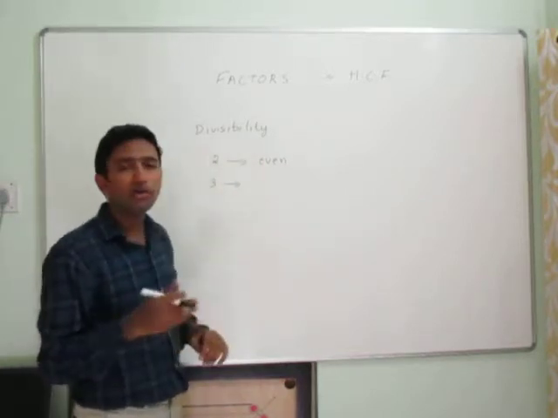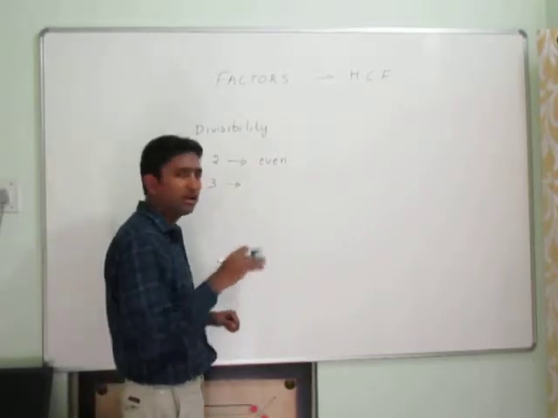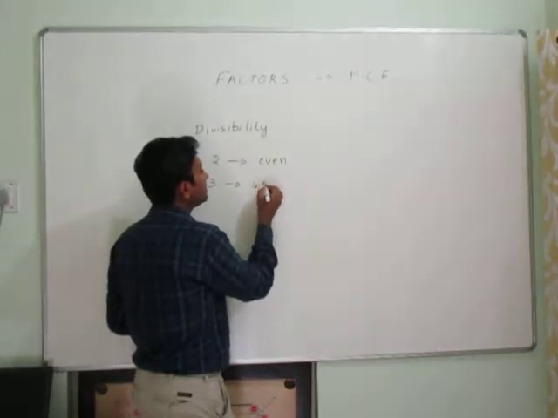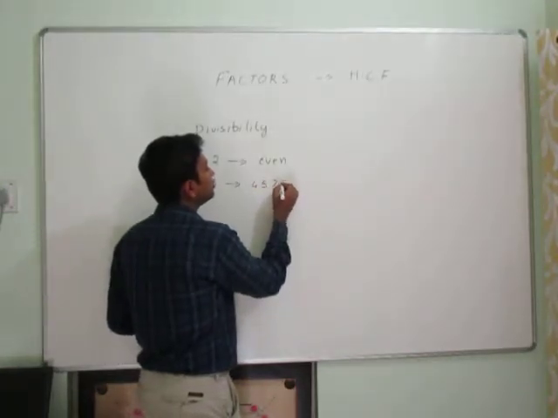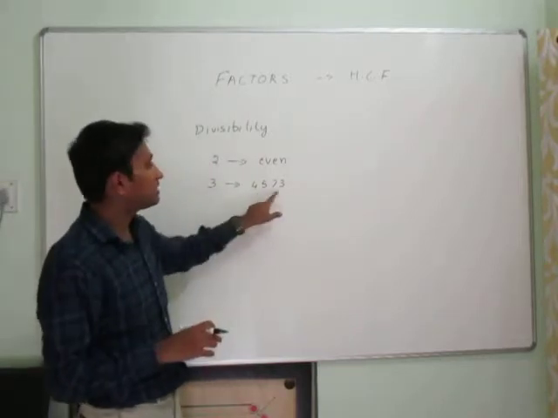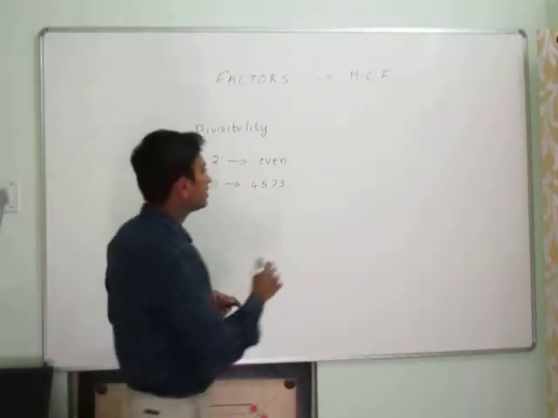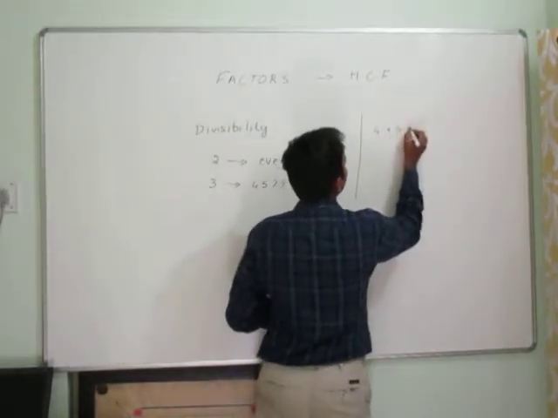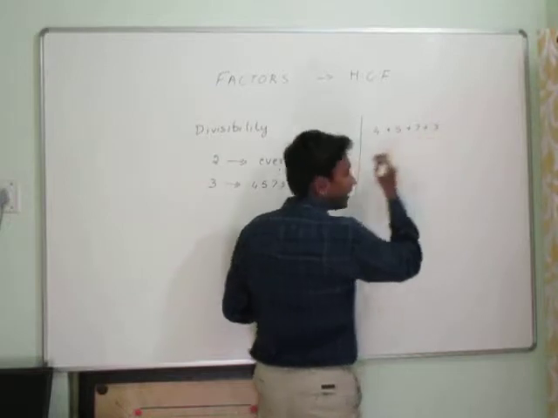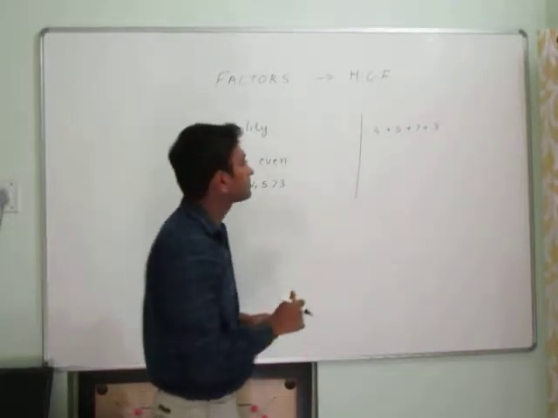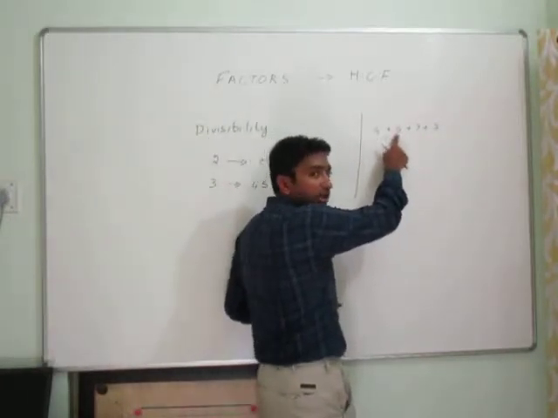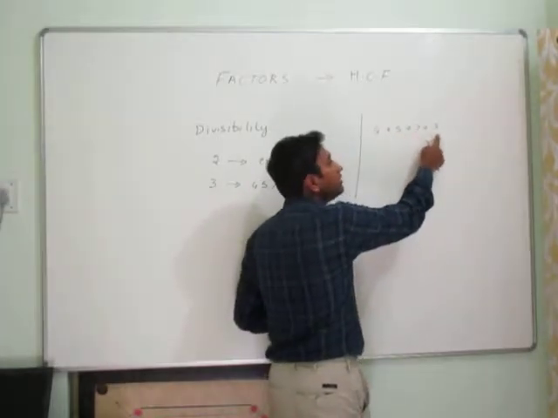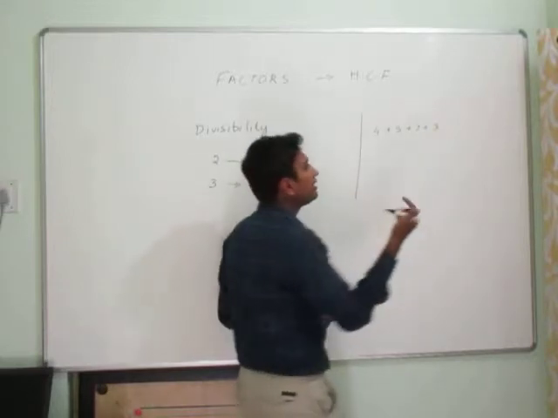Next, 3. How do you know whether a number is divisible by 3 or not? I'll just give an example, say 4573. I want to know whether this number is divisible by 3 or not. I had taught you this trick. You are supposed to do 4 plus 5 plus 7 plus 3. You add all the digits. 4 plus 5 is 9. 9 plus 7 is 16. 16 plus 3 is 17, 18, 19.